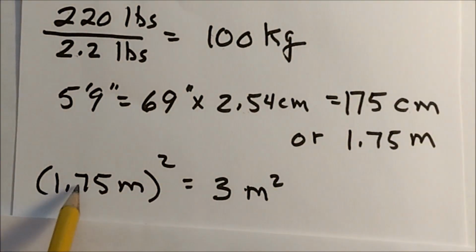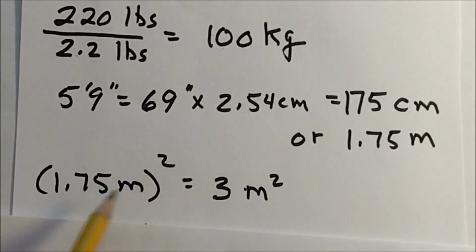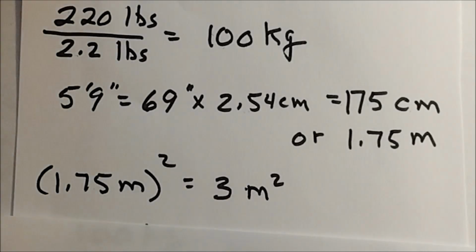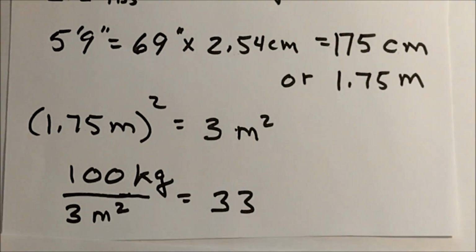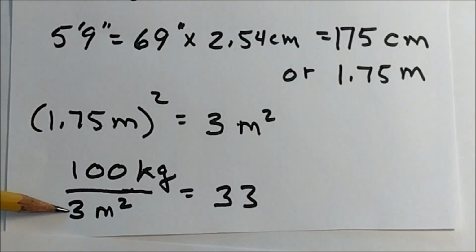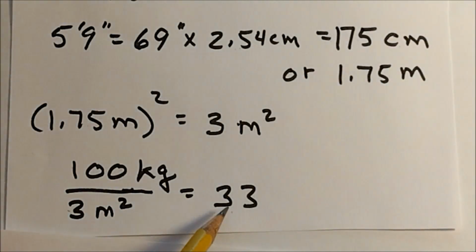We have to take that 1.75 meters and square it. If we do, we get 3 meters squared. So now we have the bottom part of the ratio. Dividing the 100 kilograms by 3 square meters gives us 33. All right, now what does that 33 mean? Well, let's take a look.